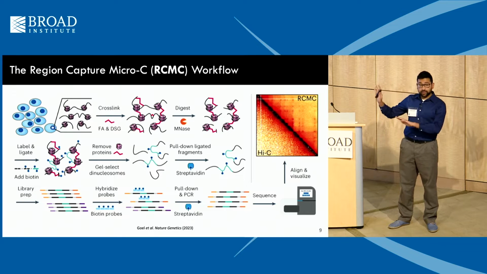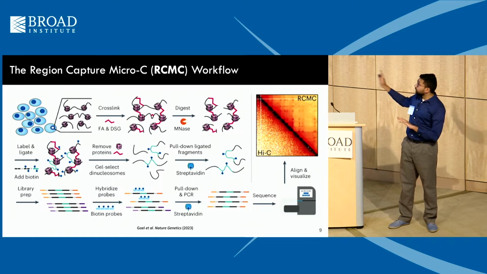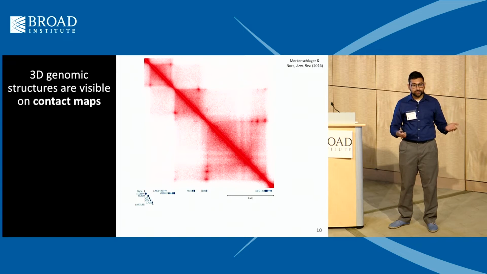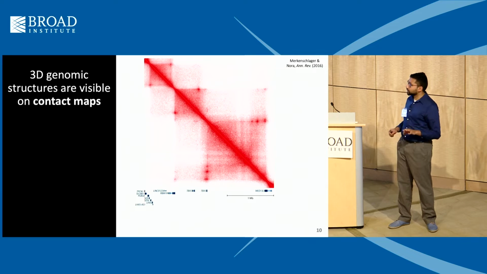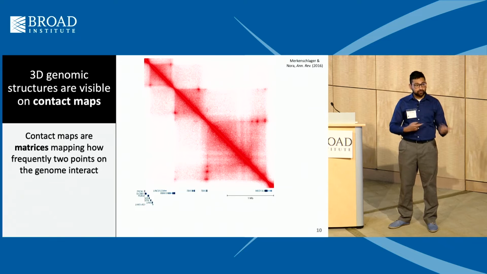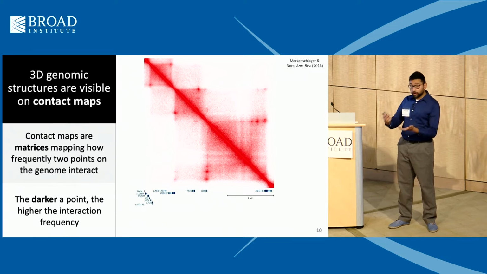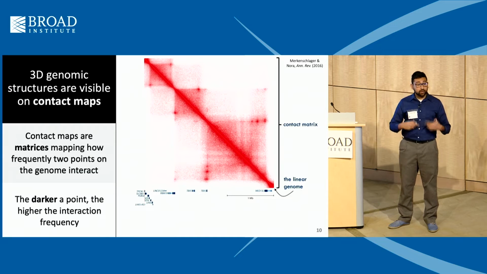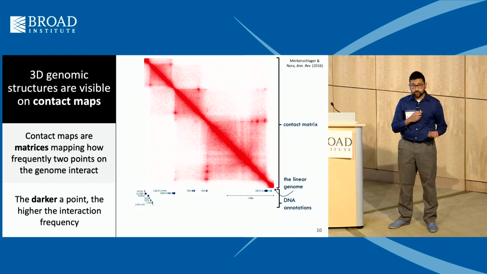And so before I dive into the kind of insights we can get from RCMC data, I do want to recognize the fact that not everyone has a background in 3D genomics, and so I'm going to take 60 seconds and give you a crash course in how to read this data. I'm still learning. And so 3D genomic structures are visible on contact maps, which are really just matrices mapping how frequently 2 points on the genome interact. And the darker a point is, the higher the interaction frequency. And so here I'm showing you a representation of a contact map. The diagonal represents the linear genome. The areas above and below the diagonal are the contact matrix, and I have some DNA annotations shown below.